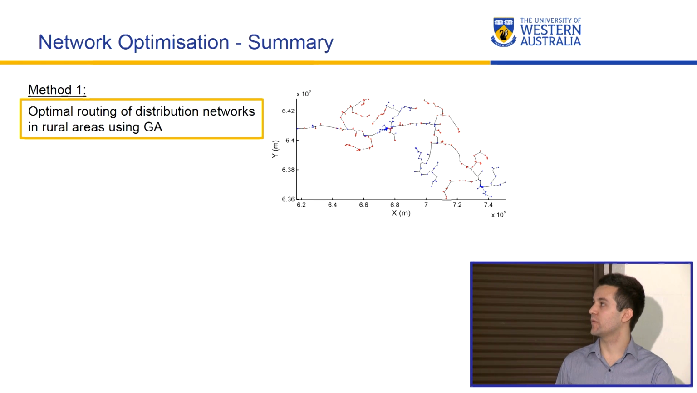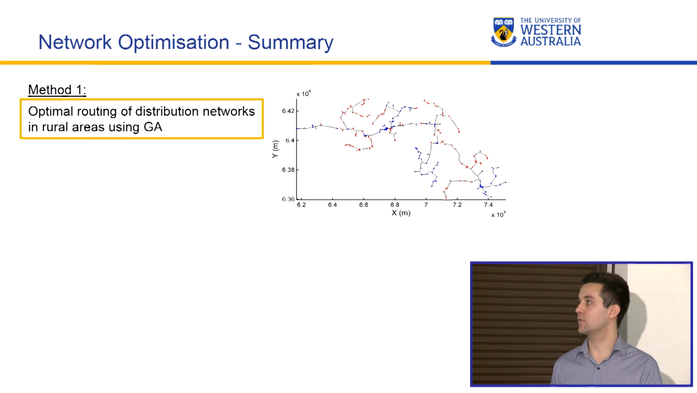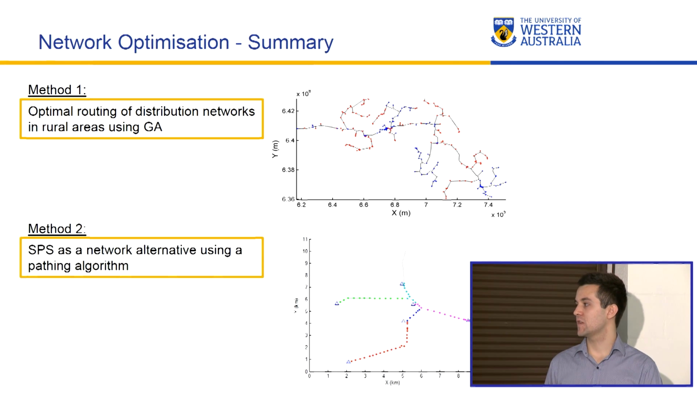So just in summary, we provided two methods of optimizing the power distribution network. The first method looked at altering the topology of the network through using a genetic algorithm. We found that the reduction in costs was around 20% for a particular application. And in the second approach, we applied standalone power system methodology throughout Western Power's rural network. And we found that in many cases, standalone power systems do provide a reduction in cost.